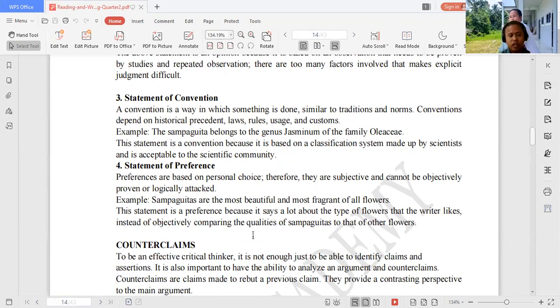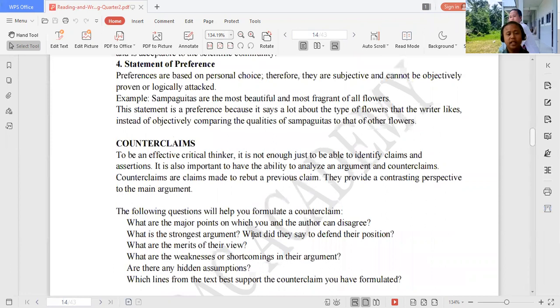Counterclaims. Let's go now to counterclaims. So to be an effective critical thinker, it is not enough just to be able to identify claims and assertions. It is also important to have the ability to analyze an argument and counterclaims. So counterclaims are claims made to rebut a previous claim. They provide a contrasting perspective to the main argument. So the following questions will help us to formulate a counterclaim.